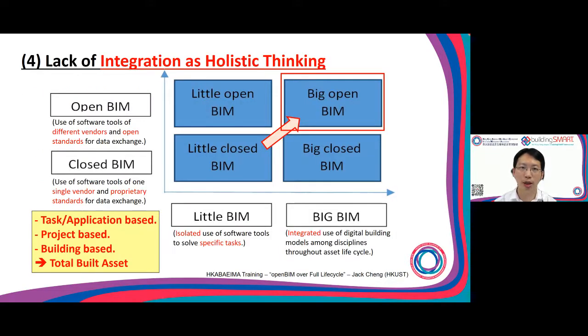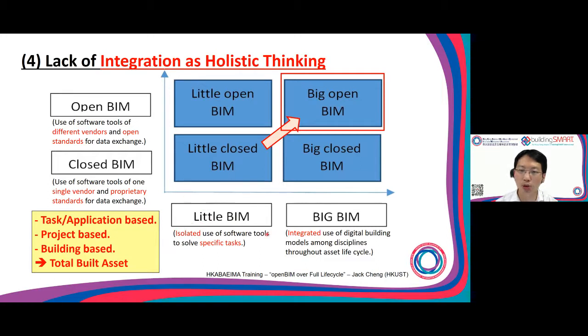The last is we need to consider the holistic thinking. Many times we only try to use BIM for a particular task, particular project. For example, we just use BIM for 4D, and then BIM for structural analysis, I use another software. BIM for solar analysis, I use another software. So all these are very isolated. So this is what we call little BIM, isolated.